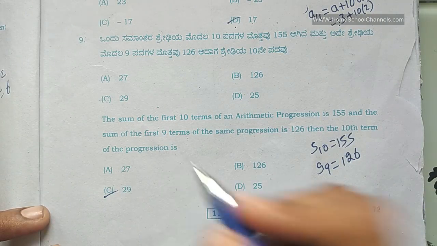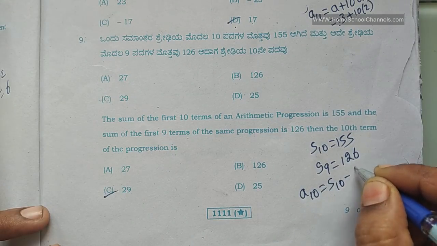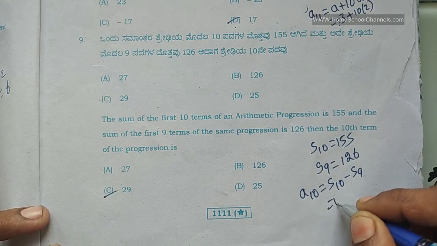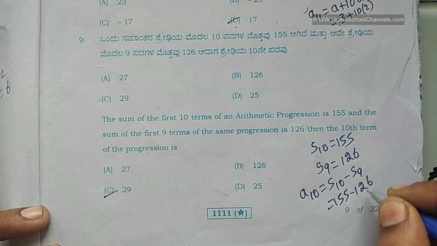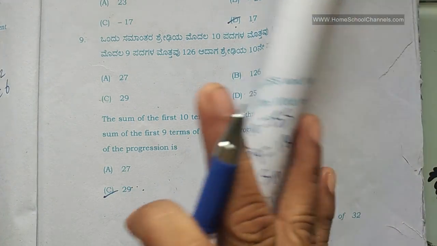Then the 10th term of the progression. You know the formula, A10 is equal to S10 minus S9. If you subtract 155 minus 126, we get 29. So your option is option C.